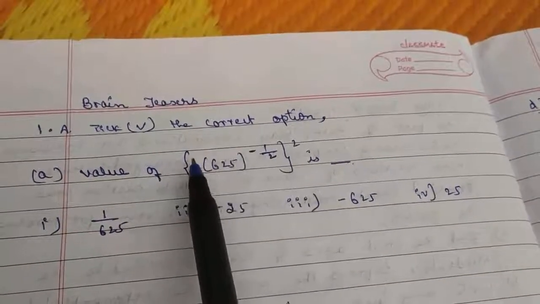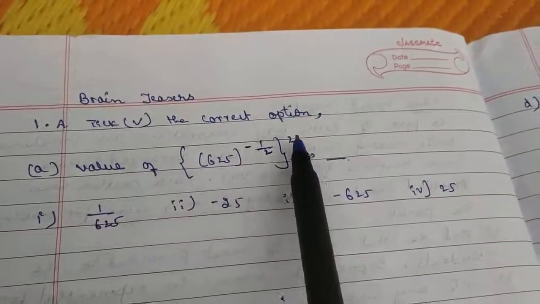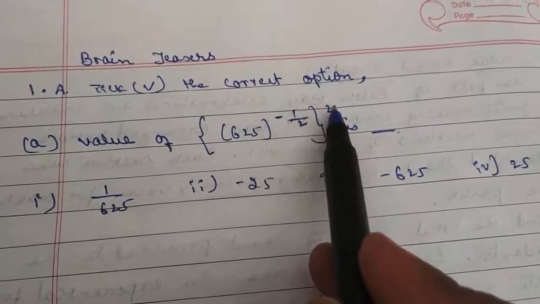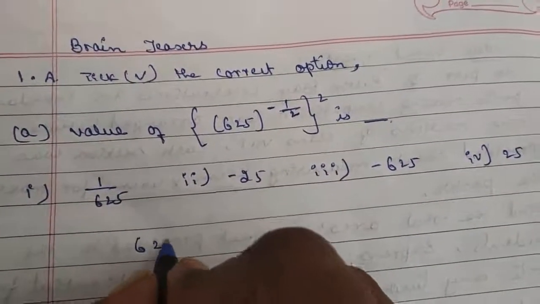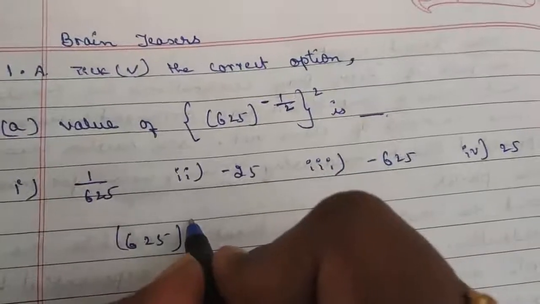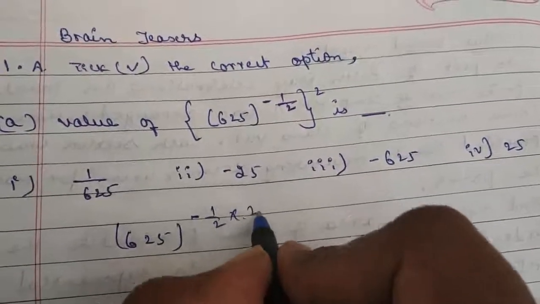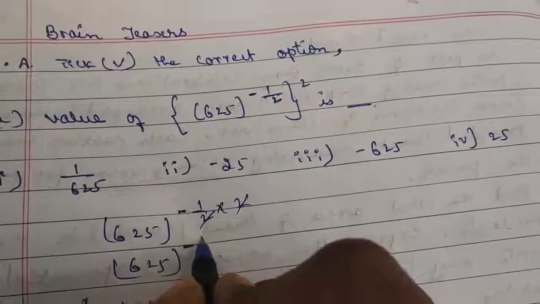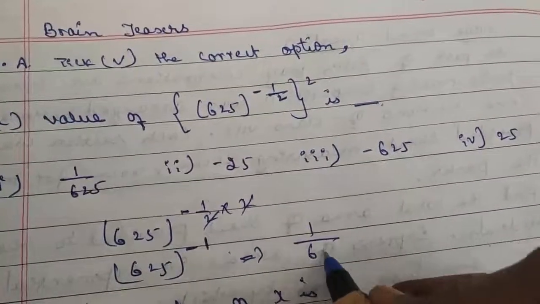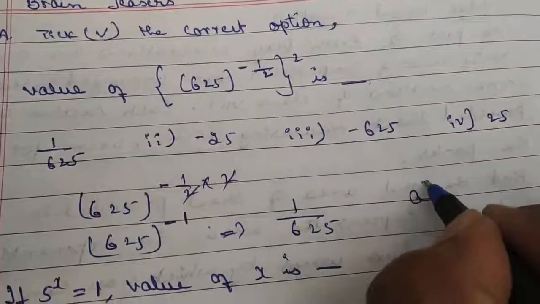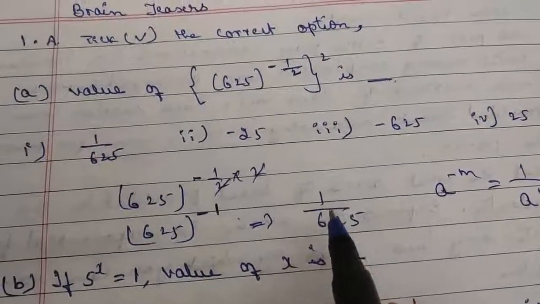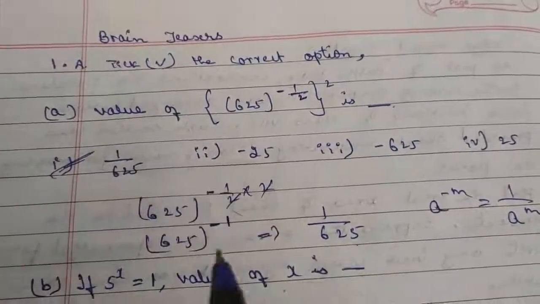So here, to find this answer, we need to apply the exponential law. That is, (a to the power of m) to the power of n is nothing but a to the power of m into n. That is 625 to the power of minus 1 by 2 into 2. These two get canceled. We'll get 625 to the power of minus 1, which is nothing but 1 divided by 625, because a to the power of minus m is nothing but 1 by a to the power of m. So the final answer is 1 by 625. So in which option do we have it? First option. Yes, this is the correct answer.